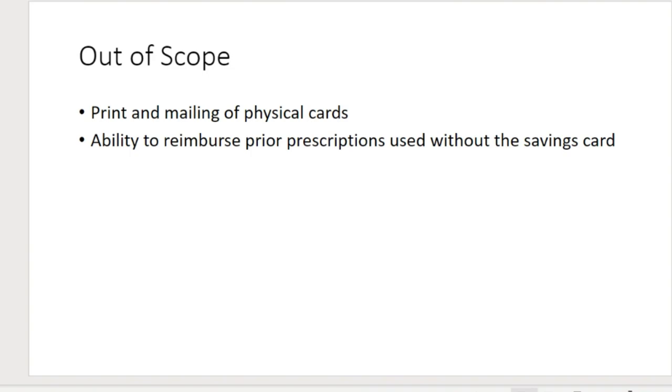Now let's talk about what is out of scope. So for now, the out of scope is that we're not printing and mailing anything to the participants, so they're not going to get a physical card. And we're also not going to reimburse them if they did not use their savings card and they spent out of pocket. Well, that would be unfortunate for them because they can't claim it later on.